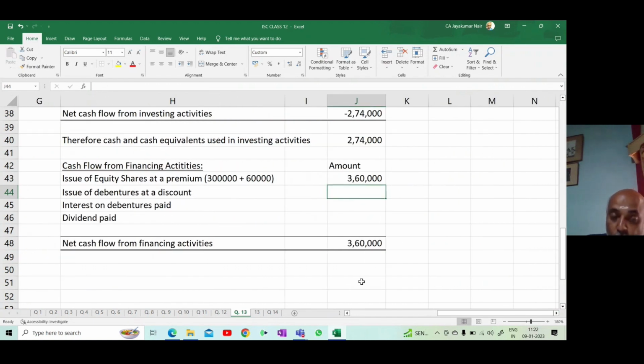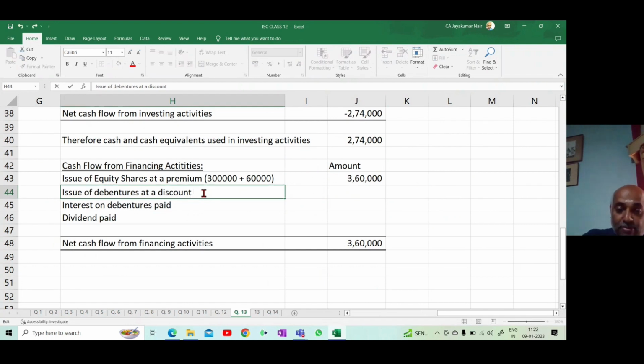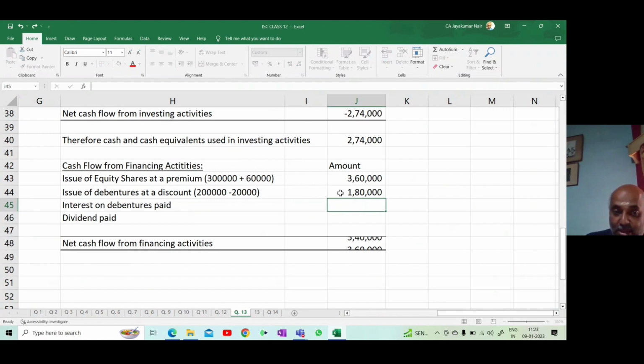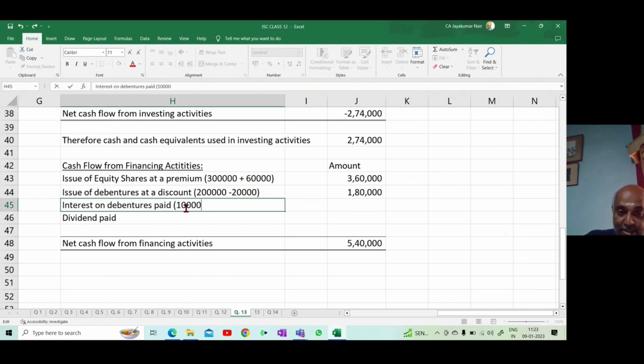So money coming in. You have issued debentures at a discount. You know that the debentures you have issued are 2 lakh and the discount allowed is 20,000. Therefore, the money coming in is 80,000. And remember, they have told you that debentures were issued on 1st of April. That means you have to pay debenture interest on 10 lakhs. So debenture interest, how do you calculate? It is 10 lakhs into what percent? 5%.